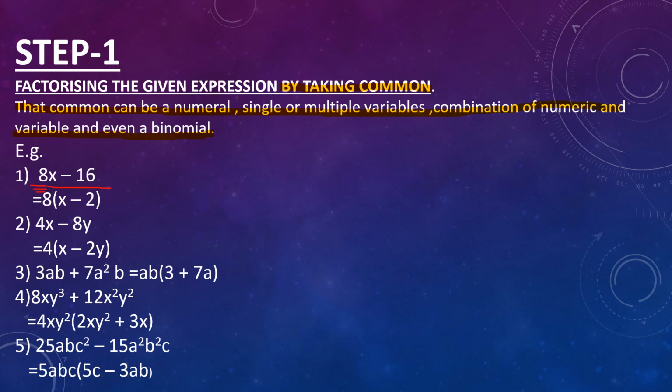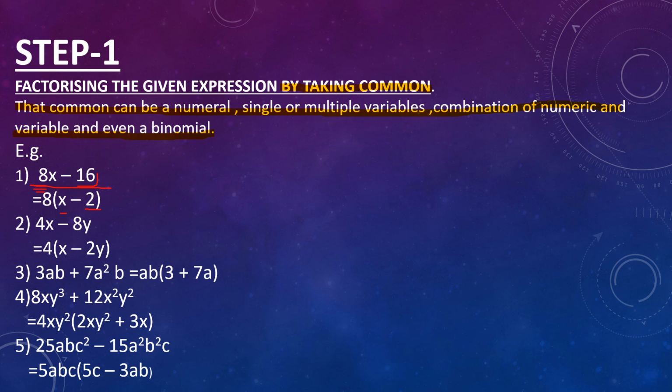And when you take common, child, you divide each term of the expression by that common. So if you divide 8x by 8, it will be only x. And if you divide 16 by 8, it is 2. So the simplest form of this expression is 8 times x minus 2. Now you cannot further break it down. So this is the factorized form.